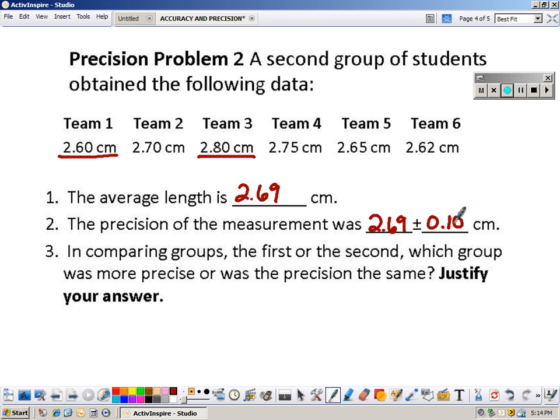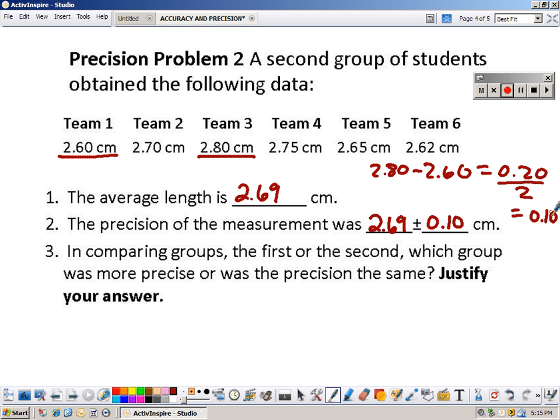In case you got lost there, it's 2.80 minus 2.60 gives us 0.2, and then we divide by 2, and that gave us 0.1. And that's how we came up with the plus or minus. So this represents our precision. Again, most of these values are pretty close together, about 1/10 of a centimeter apart. Overall, pretty precise.